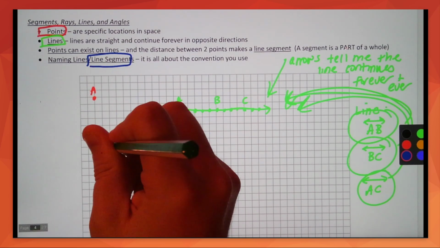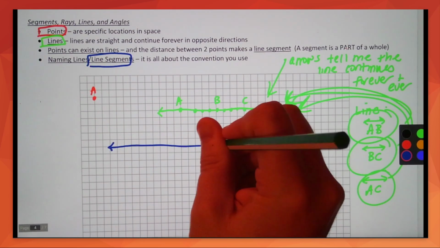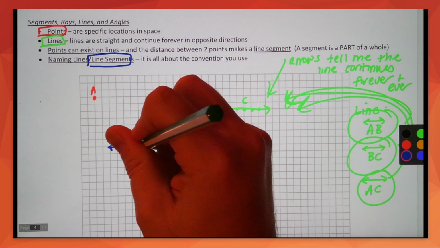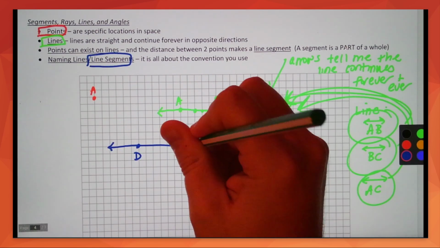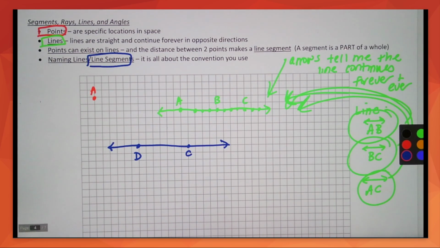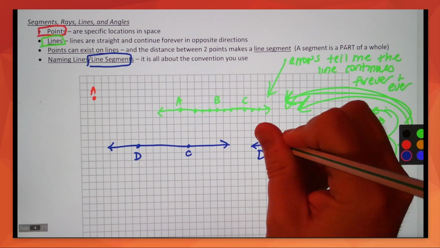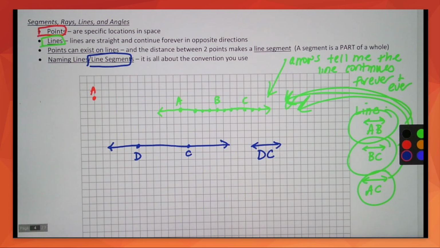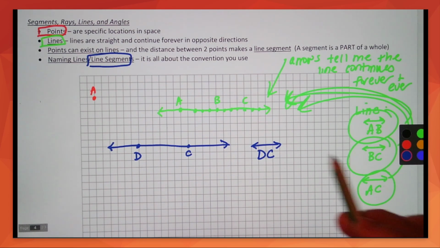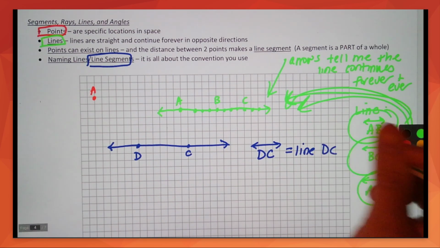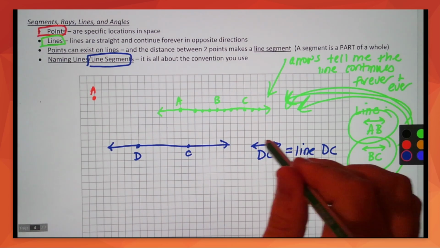Okay, so here's a line. We're going to do our arrows. Here is a line. Here we go. And on that line, we have point D and point C. Now, if I gave you the abbreviation DC with the arrows above it, we already talked about what that means, and that means that you have a line. This is line DC. That's the entire figure, okay?